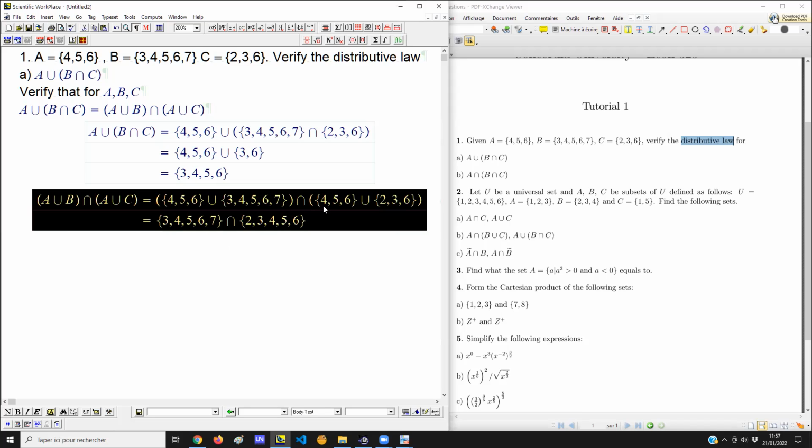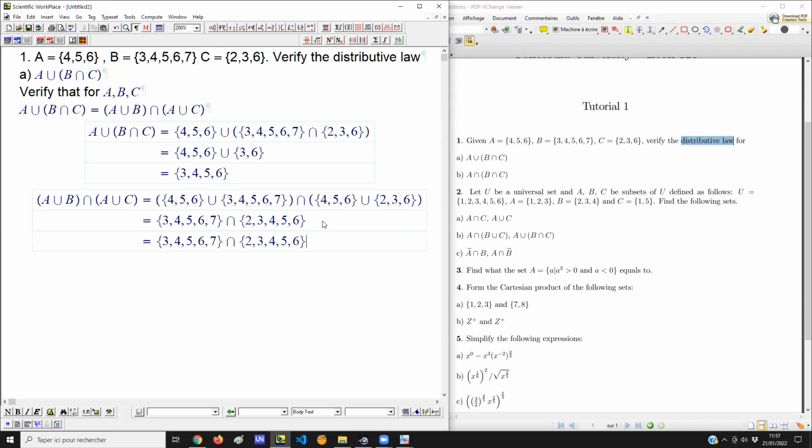And then the common elements of these two sets. So 2 is not there, 3 is there. What I can do actually is remove stuff. So 3, 4, 5, 6. Okay, so just the 7 is not there. So that's what I get. And this is the same. So yay.